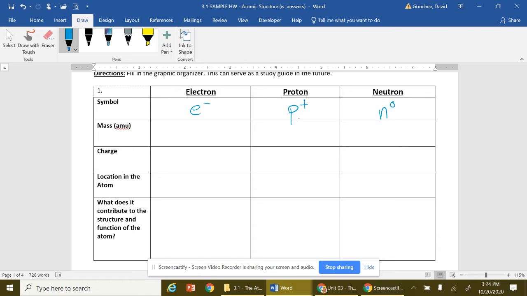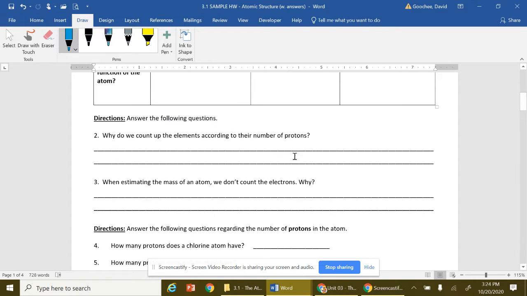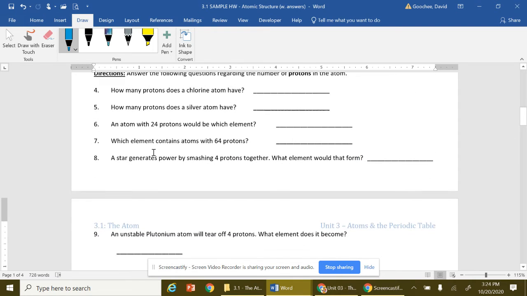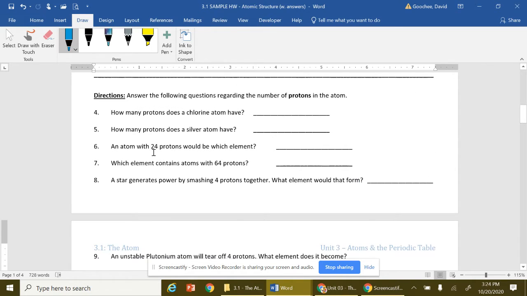Basically, go through the notes and fill out the rest of this chart right here, okay? You can find all of this in the notes. Lastly, you're going to want to answer these two questions right here. So now on to the majority of the problems on the homework, which were practice with atomic number, mass, and charge, okay? So let's get to it.